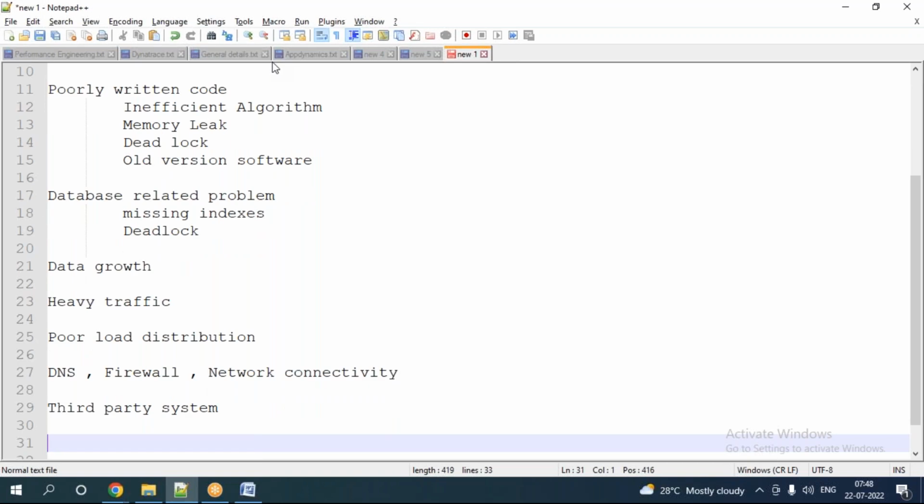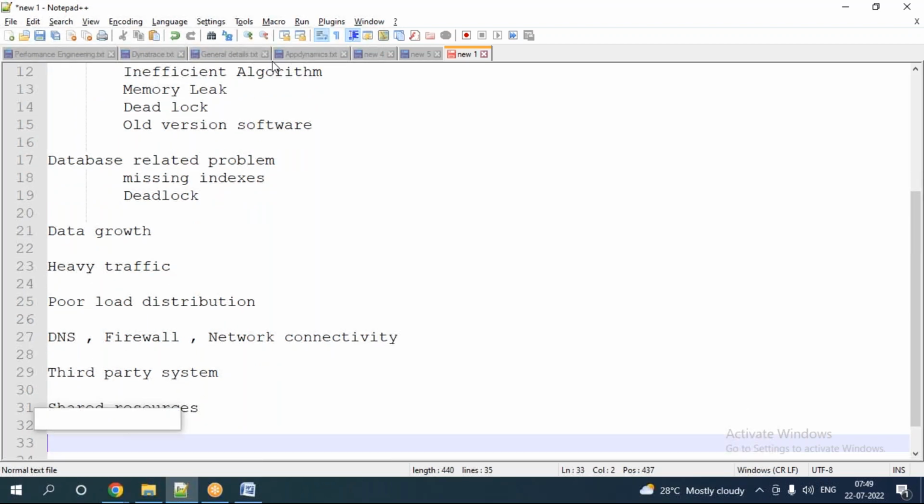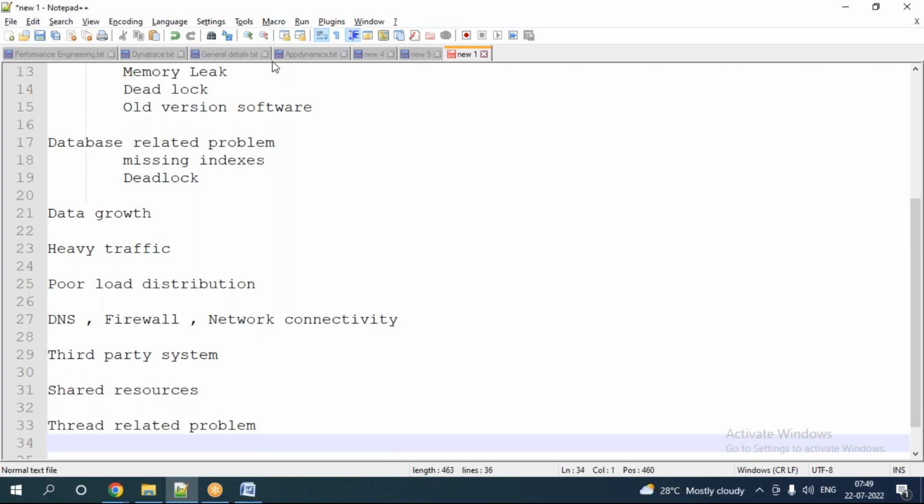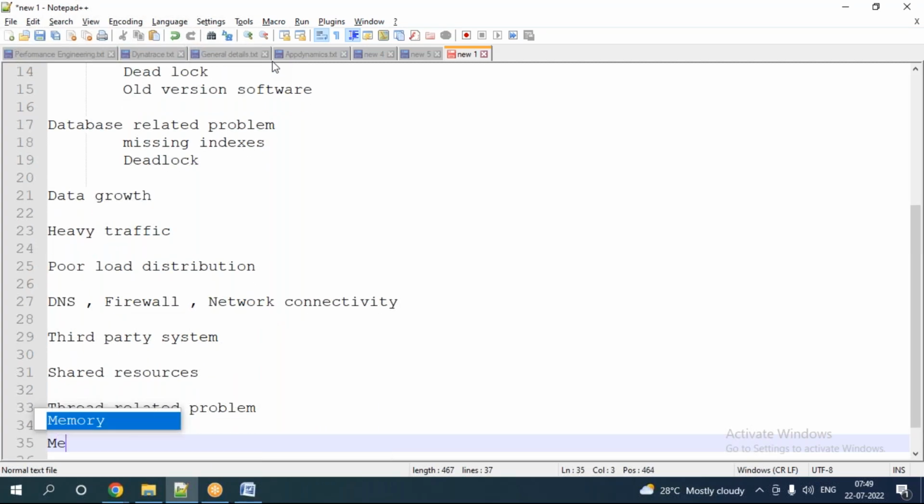Or shared resources. Shared resources, or even you call that as shared VMs. Okay, VMs, virtual machines. So shared resources is also a problem. You also have a thread related problem. Or you may be having a memory related problem.